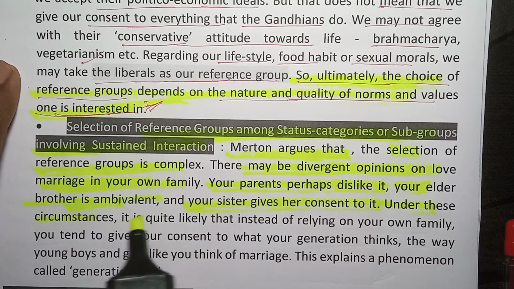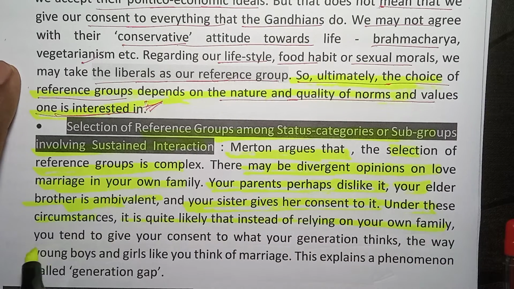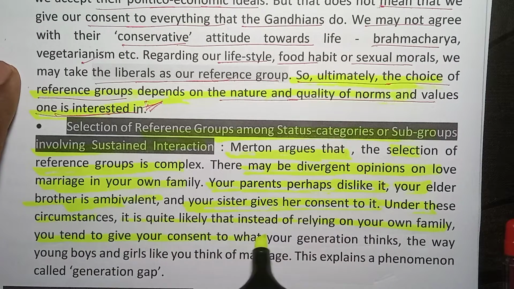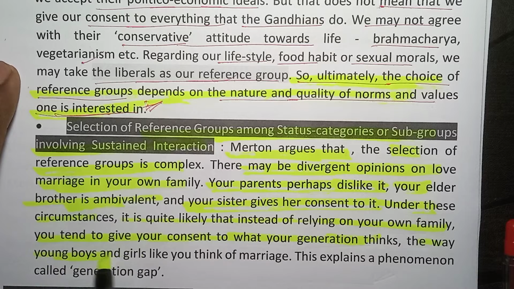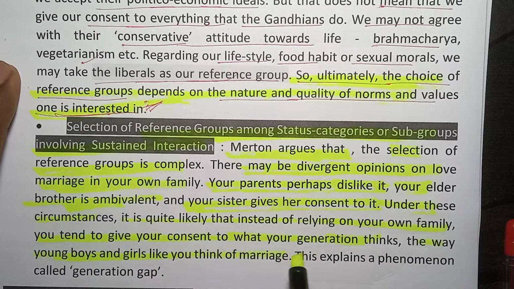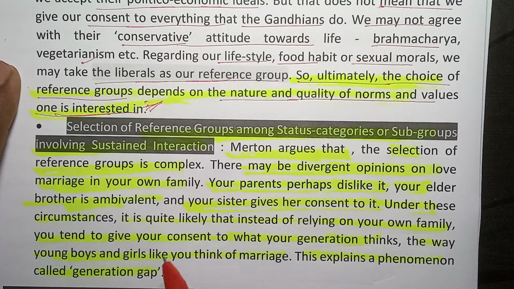Under these circumstances, it is quite likely that instead of relying on your own family, you tend to give your consent to what your generation thinks, the way young boys and girls like you think of marriage. This explains a phenomenon called the generation gap. So it's all about a reference group.